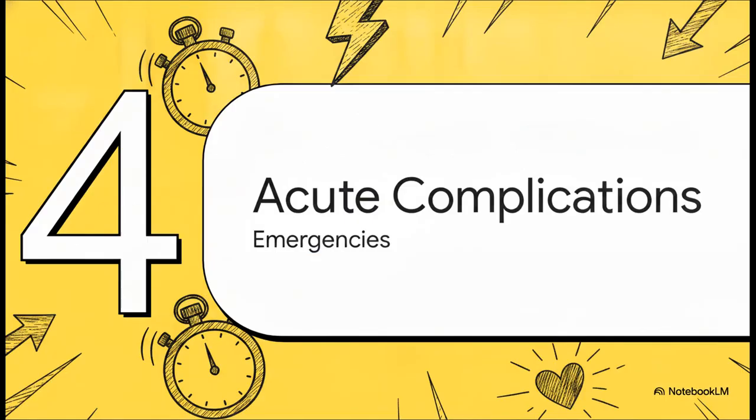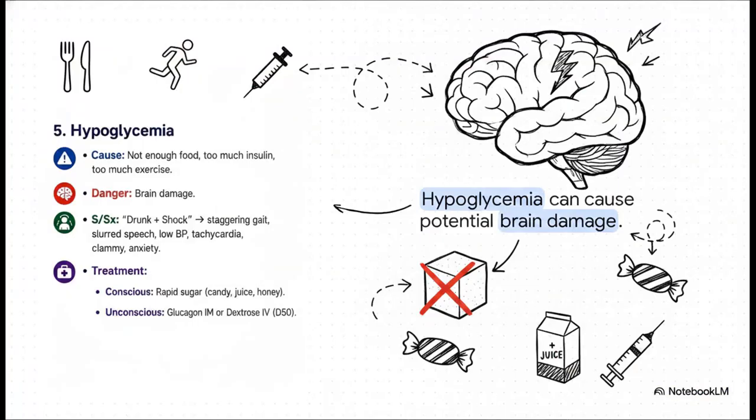Section 4. Acute complications and emergencies. Hypoglycemia is a massive danger. It usually happens from not eating enough, taking way too much insulin, or overexercising. But why are we so terrified of it? Because a severe drop in sugar can lead directly to irreversible brain damage. Your brain desperately needs a constant supply of glucose to function.